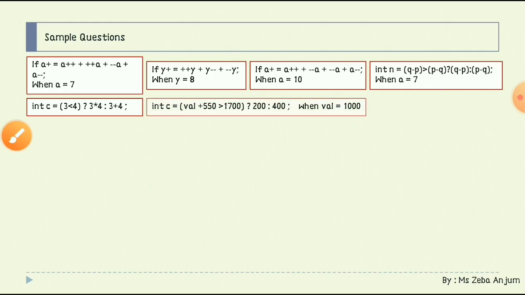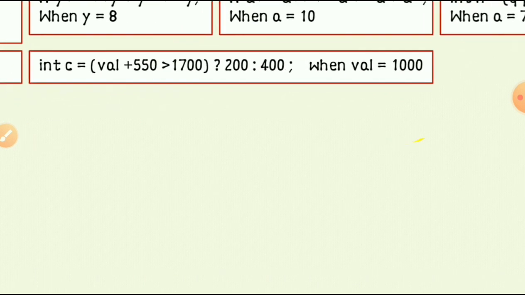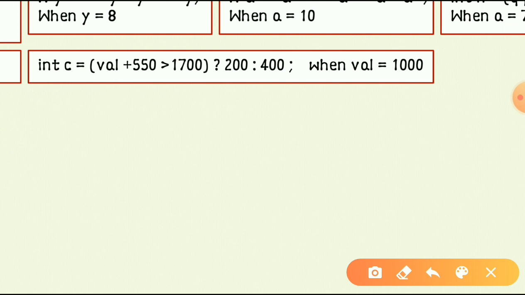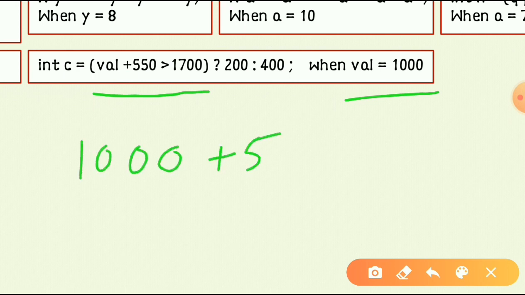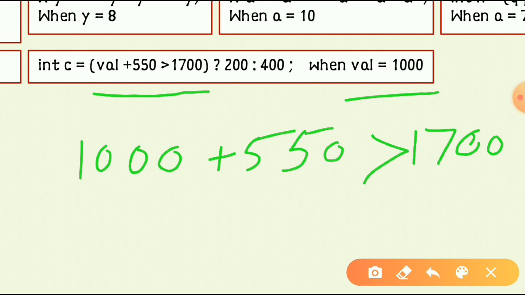Now moving towards the next question, again you will be having a ternary expression. Now try to solve this one. See, this is the expression. The value is 1000 over here. So we are going to put the value in the condition. So 1000 plus 550 is greater than 1700. So the addition will become 1550 greater than 1700.